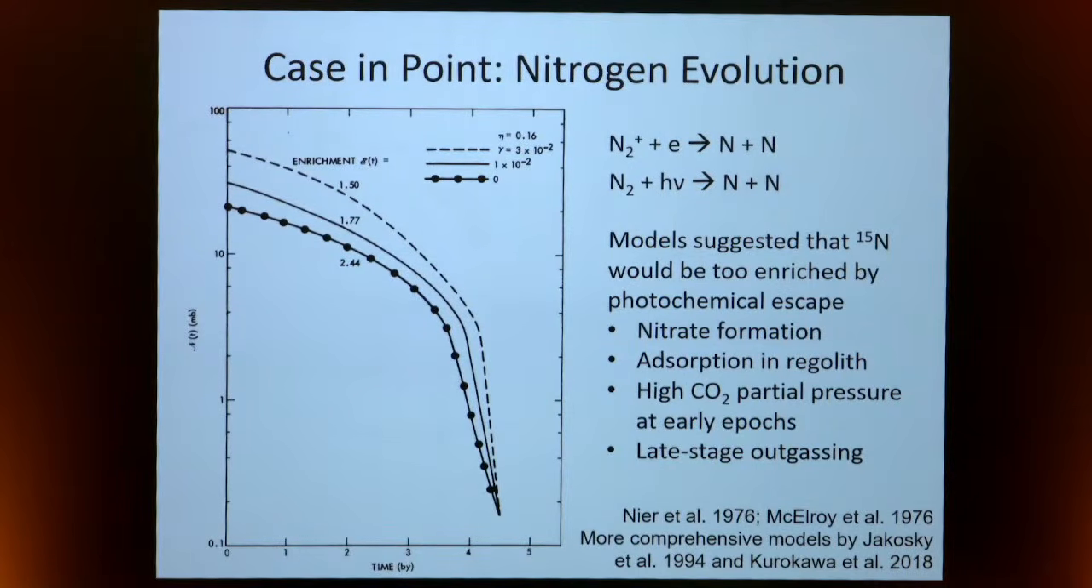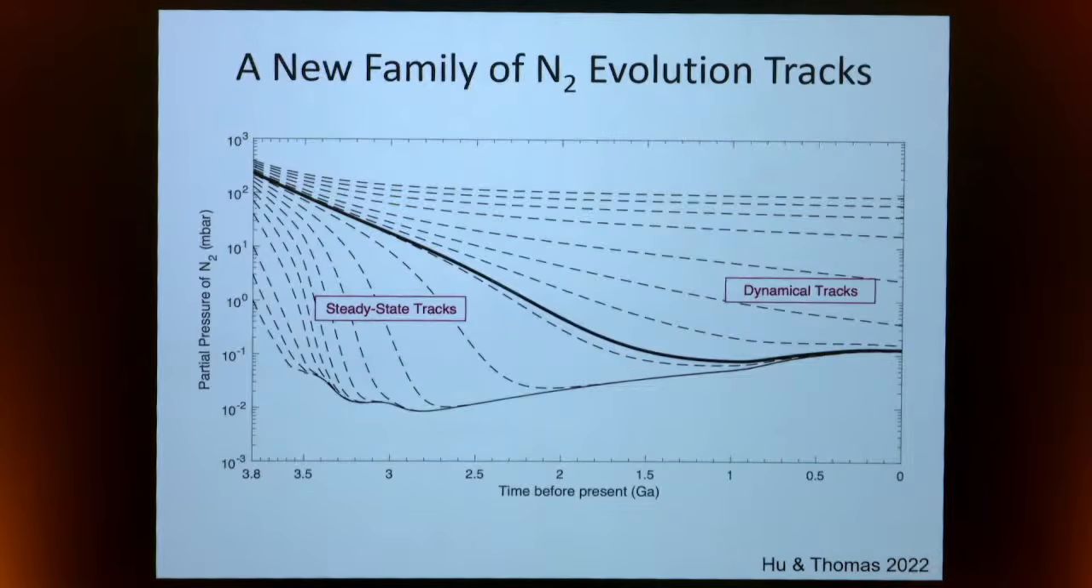So we have reworked the nitrogen evolution, and in our model, we actually found that you have like 2 different families of nitrogen evolution, depending on where you start. So if you start with not so much nitrogen, we found that the partial pressure of nitrogen quickly drops from a fairly high value to the steady state.